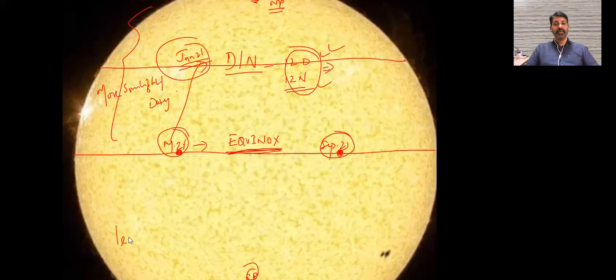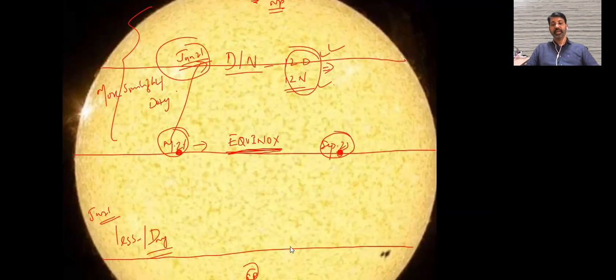Southern hemisphere will have less sunlight per day. When? On June 21st. And the same thing will become ulta, reversed. When the sunlight is available on December 22nd here, the entire southern hemisphere will have the maximum sunlight, and here it will be a minimum. It will be reversed.